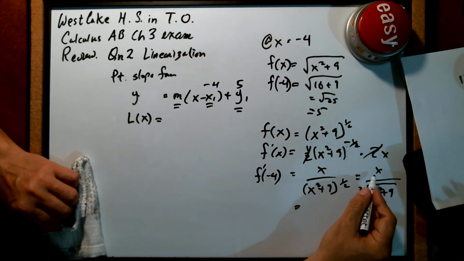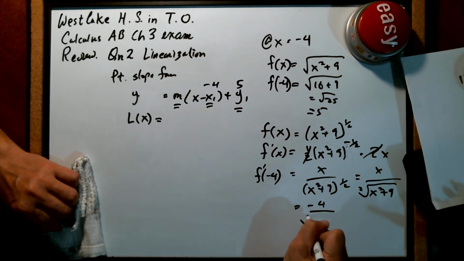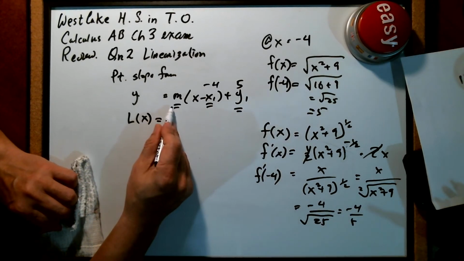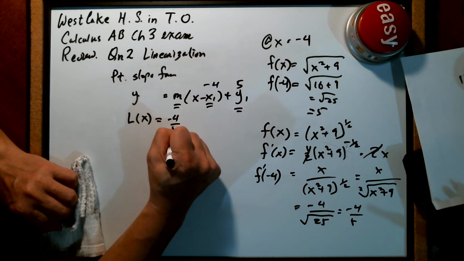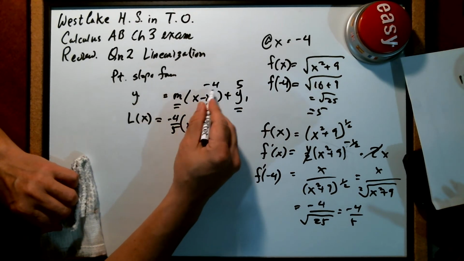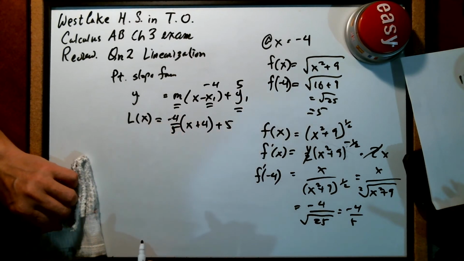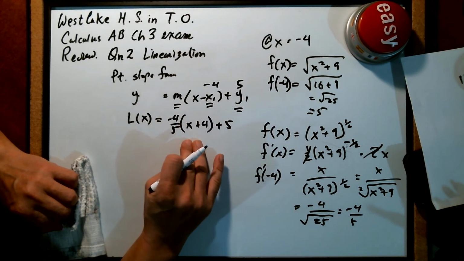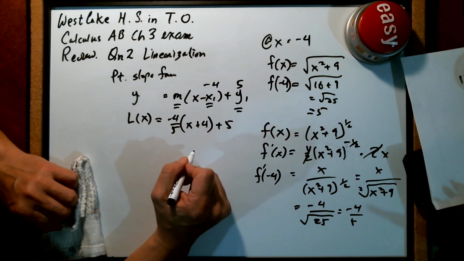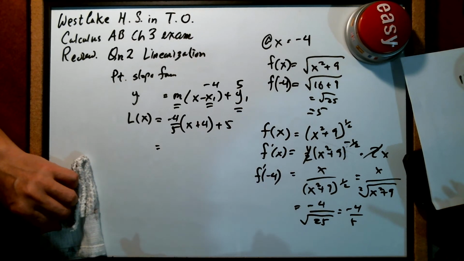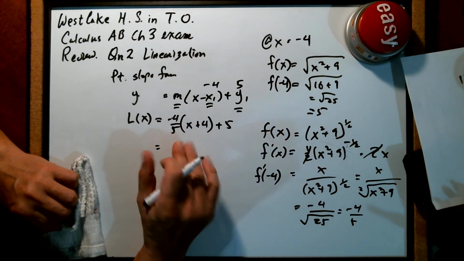So that's going to be -4 over the square root of -4 squared, which is 16, plus 9 is 25. And so it's going to be -4 over 5. That's my slope, tangential slope. x minus -4 is going to be x plus 4, plus 5. Distribute that out. You can keep it like this, or I would distribute this out because I believe the answer is going to be in distributed form. Because if you're in the wrong form, you're lost. So make sure that you're in the right form.